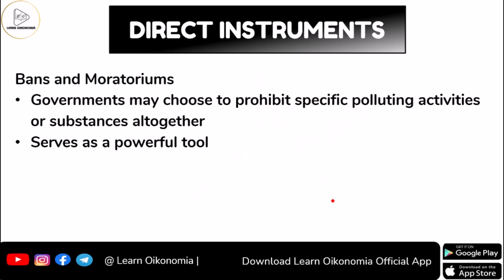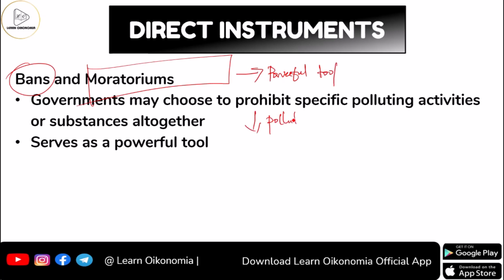Now, you have bans and moratoriums. The government would be very choosy here. The government would be choosing some specific polluting activities and imposing a ban on such activities, or it will go for a moratorium for such activity. So this is identified as a very powerful tool as far as reduction of pollution is concerned. And this method is used in many developed economies.